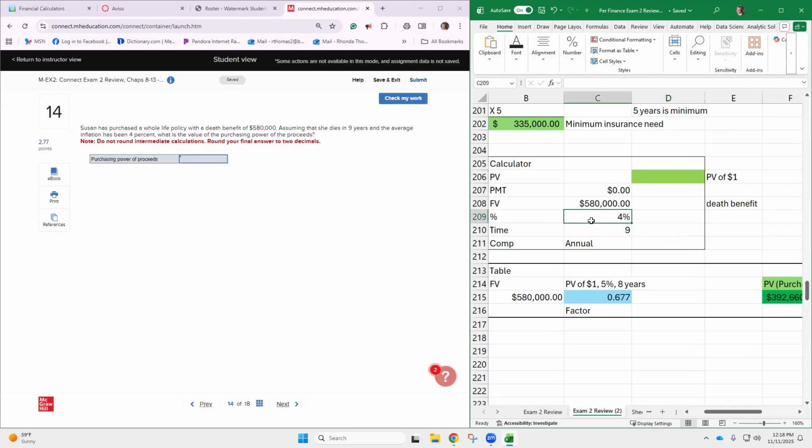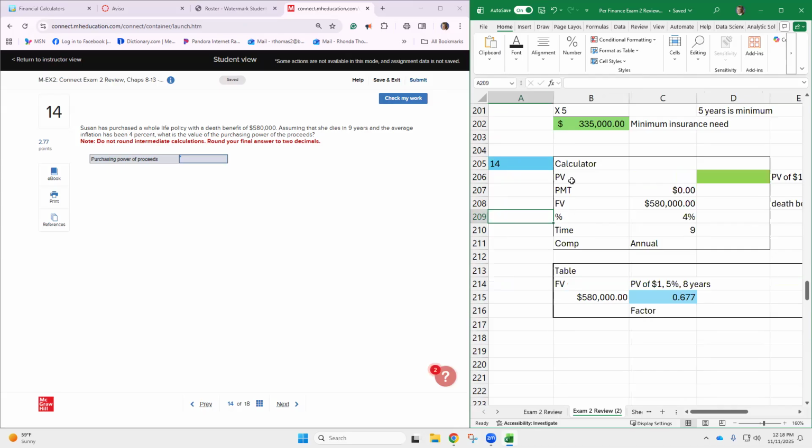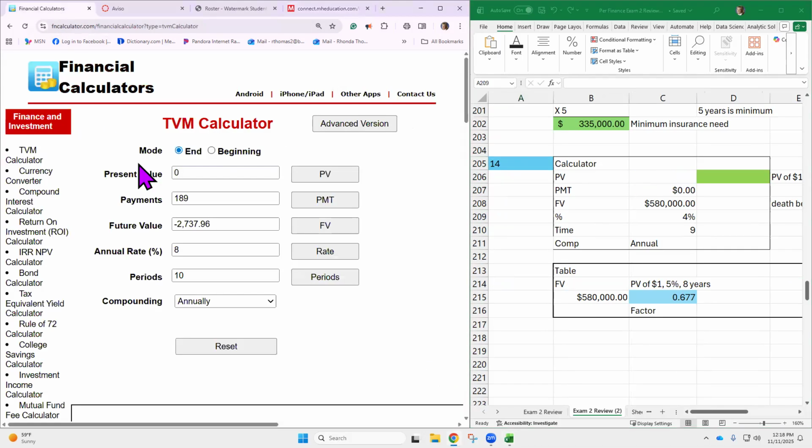So we're trying to understand the present value of the purchasing power. I'm going to feed this into the calculator, and we want to solve for the present value. Payments get 0. The future value of the policy, and we're looking at 4%. And this is if you could look into the future with a crystal ball and know when someone passes. There's really no way that you can, I mean, you can estimate it.